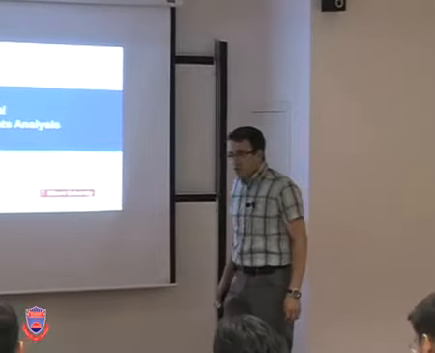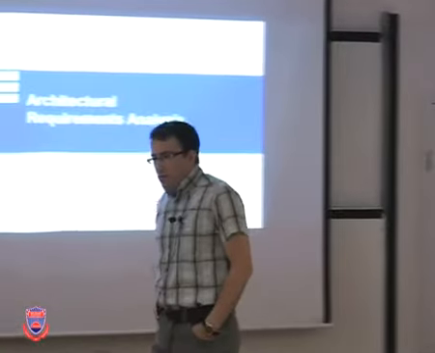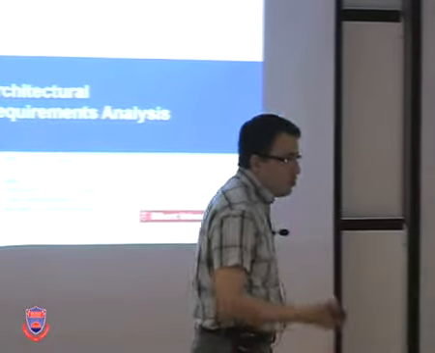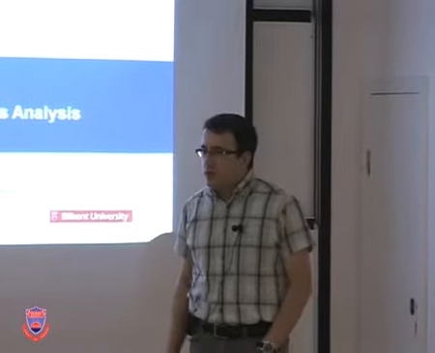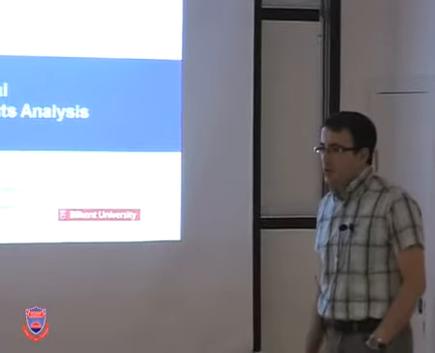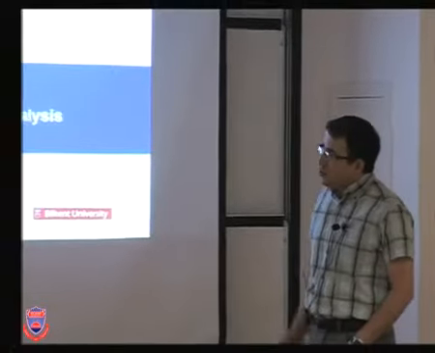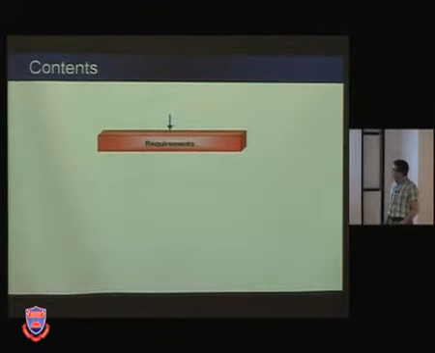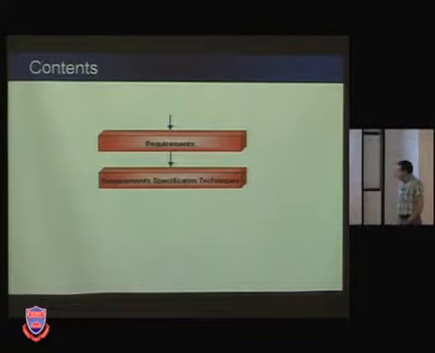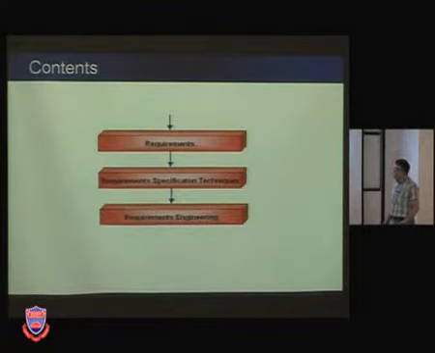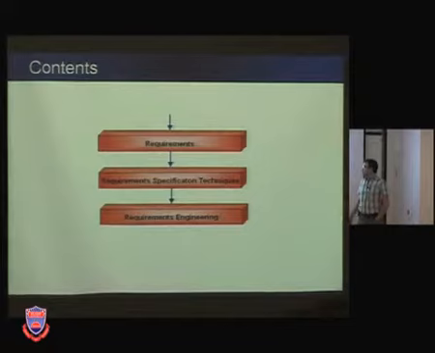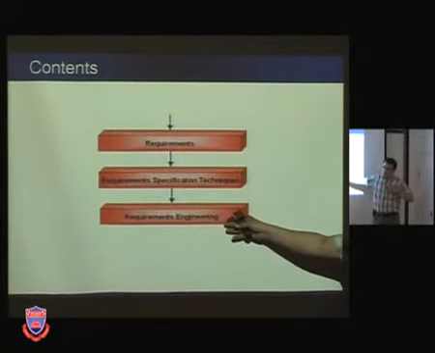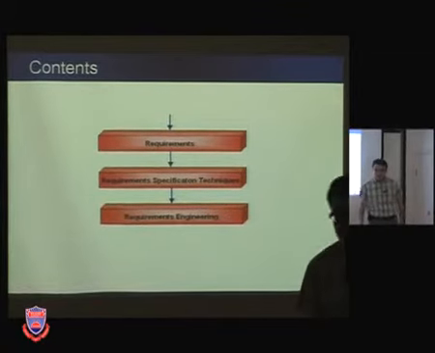This part is about architectural requirements analysis. When we categorize the architecture design methods, one of the key processes, the first processes we saw, was requirements analysis, architectural requirements analysis. So that's the topic of this presentation. We'll first look at requirements, look at requirements specification techniques, and the requirements engineering. So the model, the specification, and the process, the techniques, the methods.